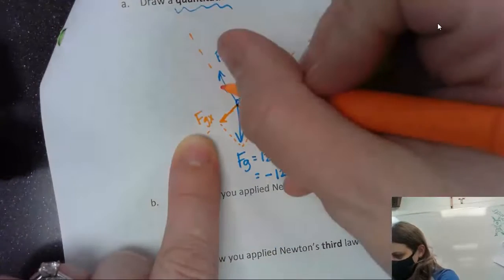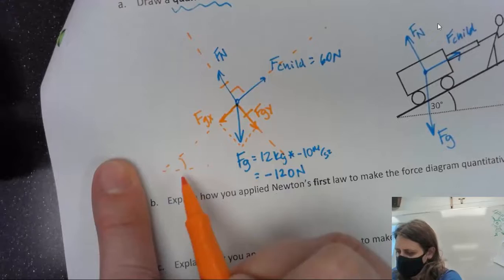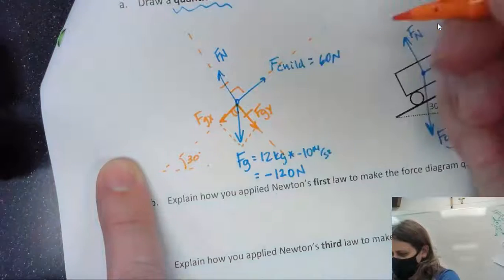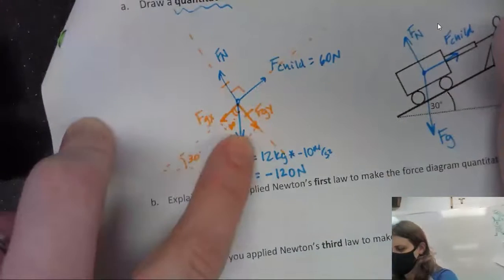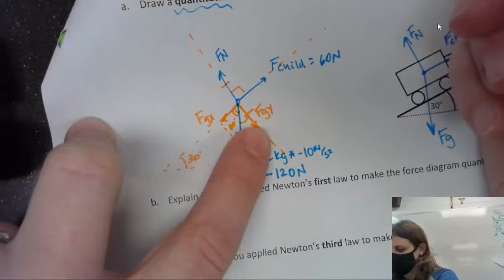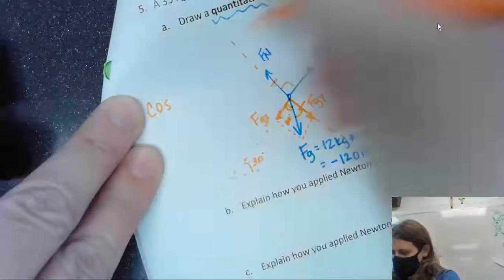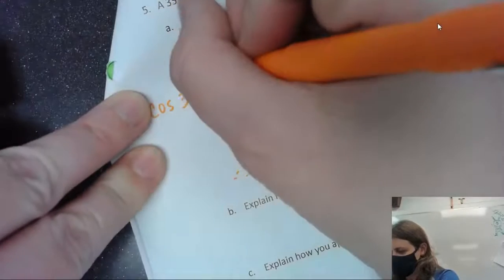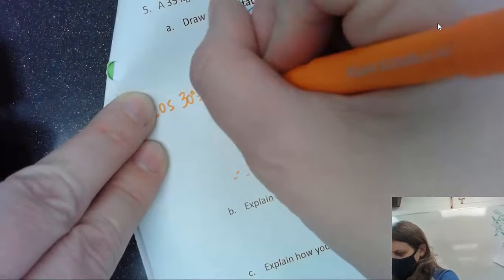And if I want to solve for normal force, I need to solve for FGY. I know that down here I have an angle of 30 degrees, which means my angle up there is going to be 60 degrees. So if I want to solve for FGY, I could use 60 or I could use 30. No, I'm going to use 30. FGY is the adjacent leg, so I'm going to use cosine. So the cosine of 30 degrees is equal to the length of the adjacent leg, FGY, divided by the length of the hypotenuse, which is 120 newtons.